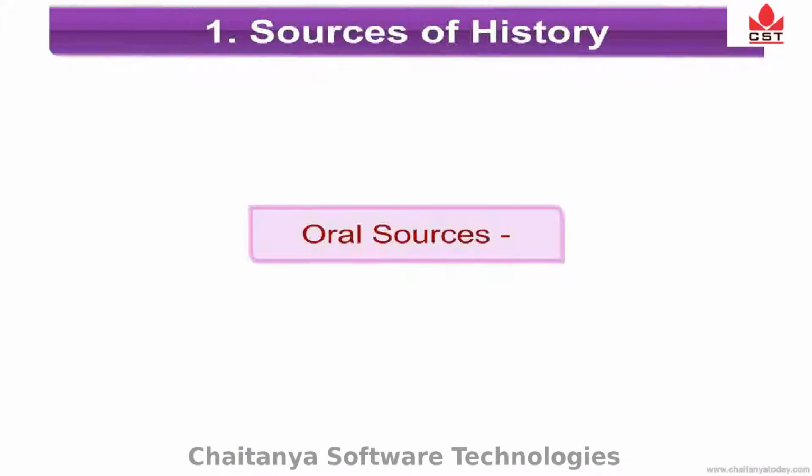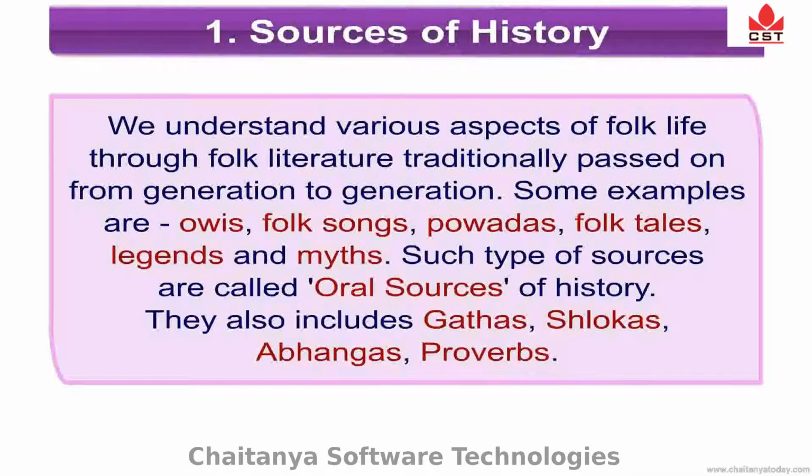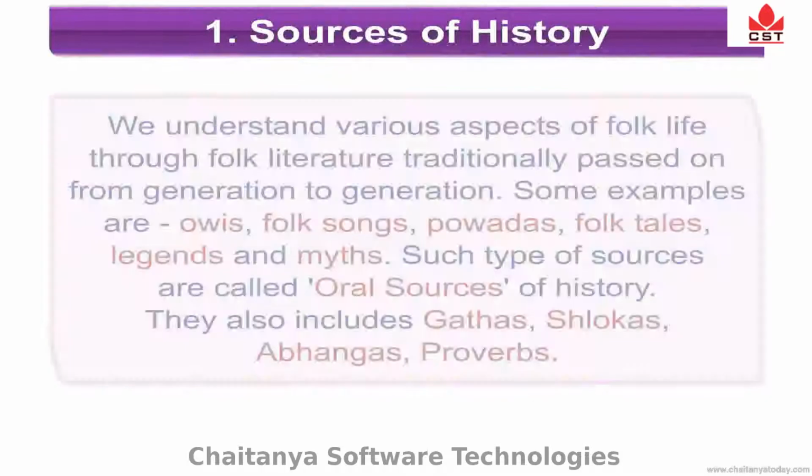Oral sources. We understand various aspects of folk life through folk literature traditionally passed on from generation to generation. Some examples are ovis, folk songs, povadas, folk tales, legends, and myths. Such types of sources are called oral sources of history. They also include gathas, shlokas, abhangas, and proverbs.